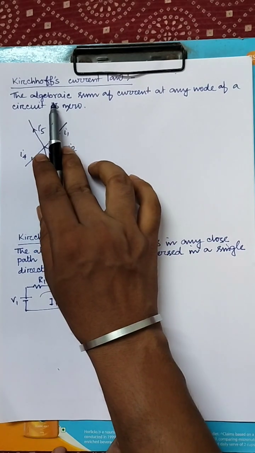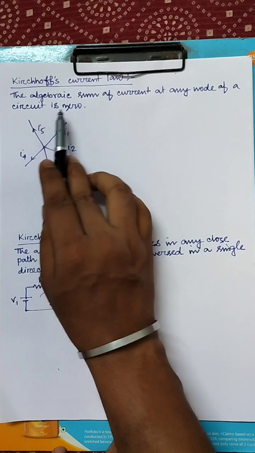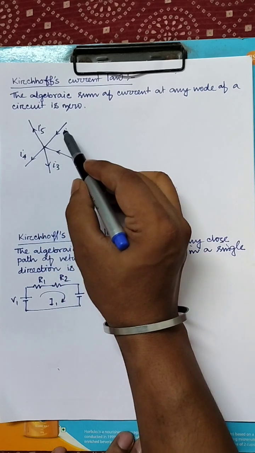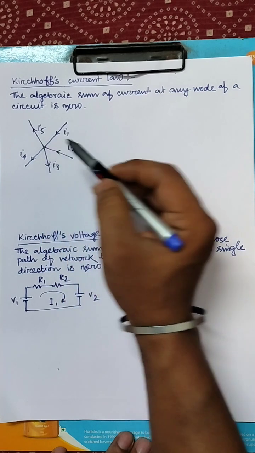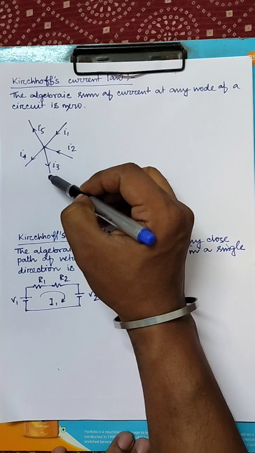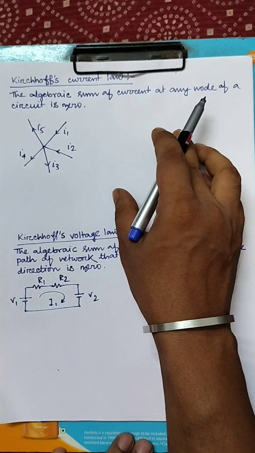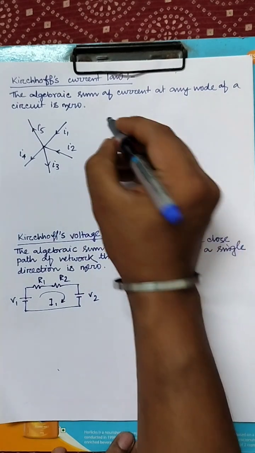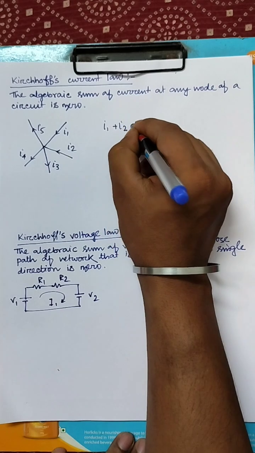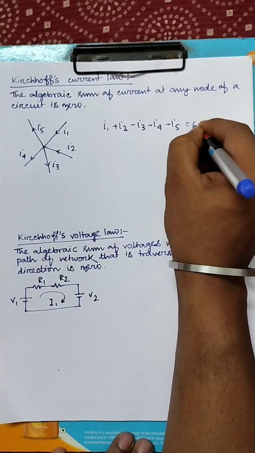So according to the law, the algebraic sum of currents at any node of a circuit is zero. From this configuration, considering this node, I1 is current entering into the node, I2 is also entering into the node, I3 is in the outward direction, I4 is also outward, and I5 is also in the outward direction. So according to this law, I1 plus I2 minus I3 minus I4 minus I5 is equal to 0.